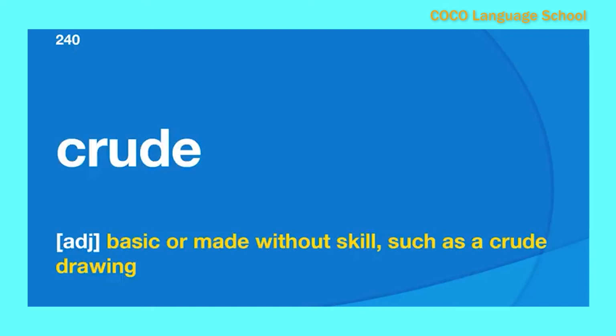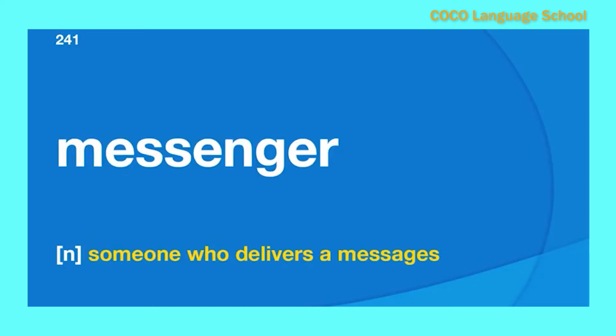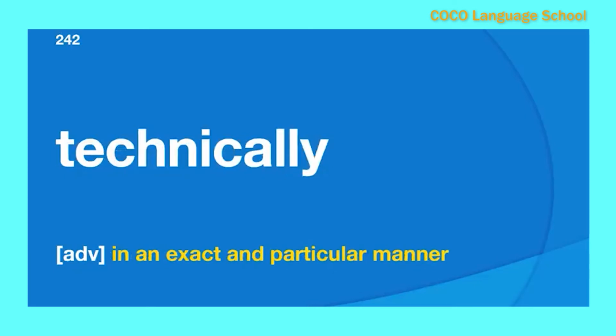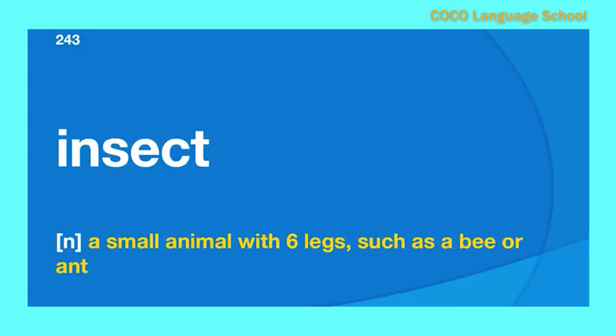Basic or made without skill, such as a crude drawing. Crude. Someone who delivers a message. Messenger. In an exact and particular manner. Technically. A small animal with 6 legs, such as a bee or ant. Insect.